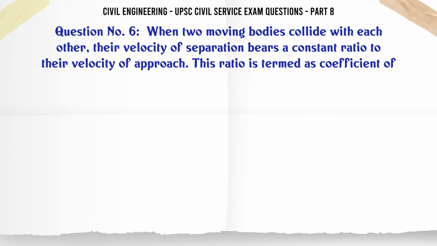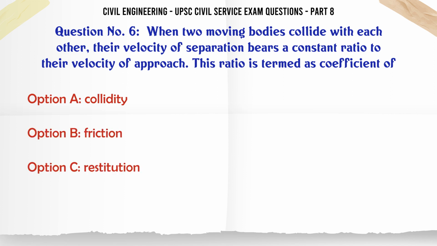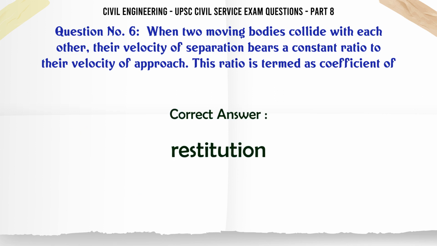When two moving bodies collide with each other, their velocity of separation bears a constant ratio to their velocity of approach. This ratio is termed as coefficient of A. Collidity, B. Friction, C. Restitution, D. Permeability. The correct answer is restitution.